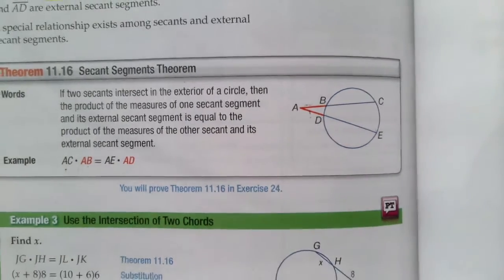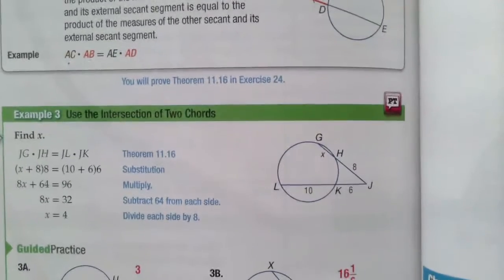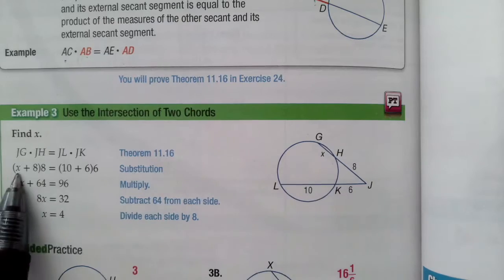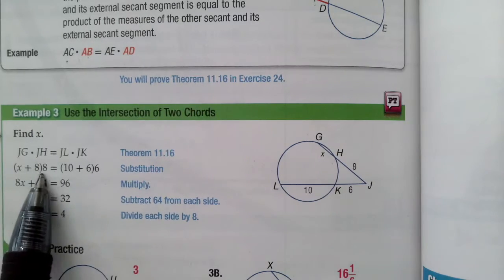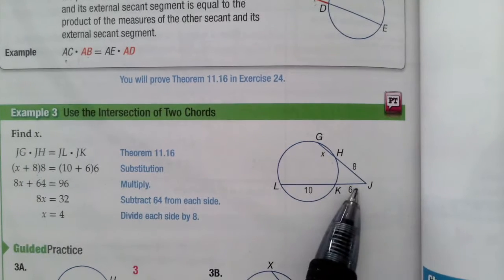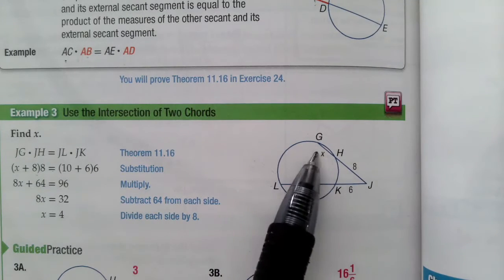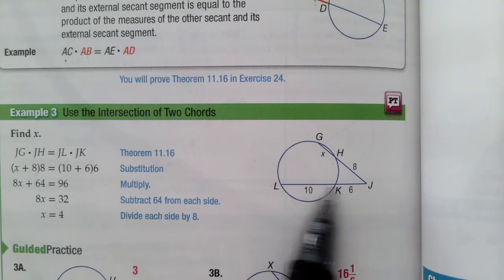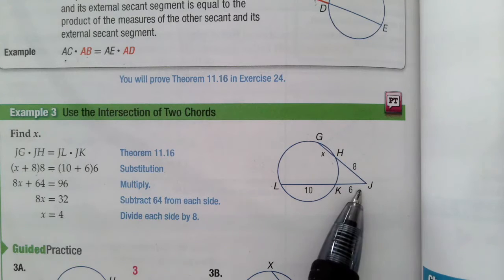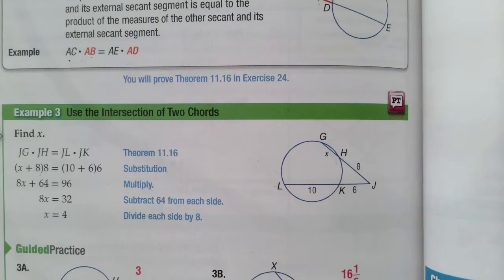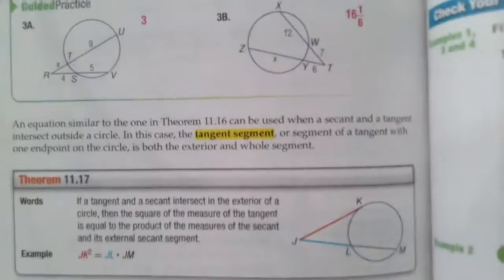Okay? So look at this example right there. Here we have JG, which is x plus 8, times 8 equals 10 plus 6, because that's the entire line, times 6. So it's the entire line, or x plus 8, times the portion that's outside, equals the entire line, 10 plus 6, or 16, times the portion that's outside, which is 6. And then you can solve it to figure out that x equals 4. Okay, hopefully you paused the video and got that one written down.